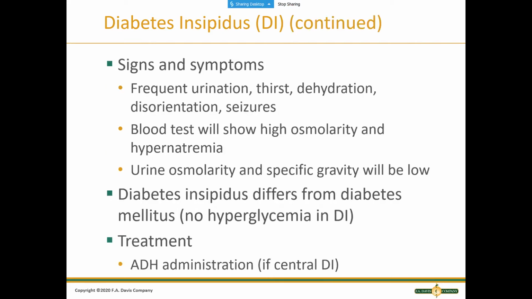Signs and symptoms: frequent urination, and then since they're completely dehydrated, they're just dying of thirst. They're super thirsty. So the blood tests will show high sodium. Also high osmolarity, that fancy word means their blood is very concentrated.